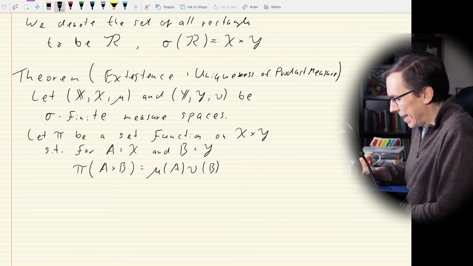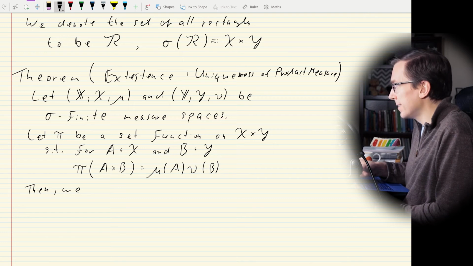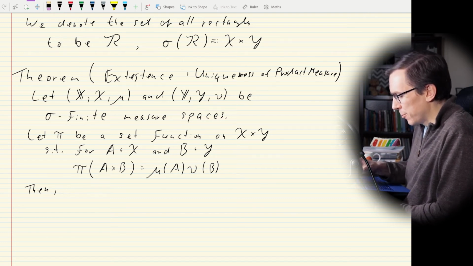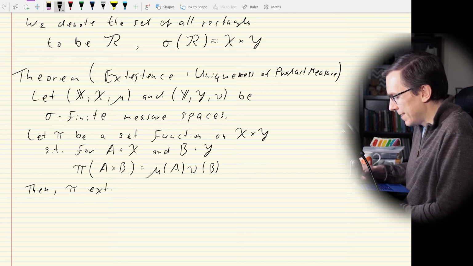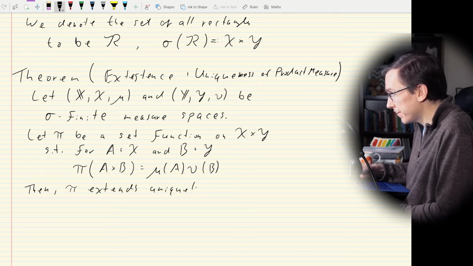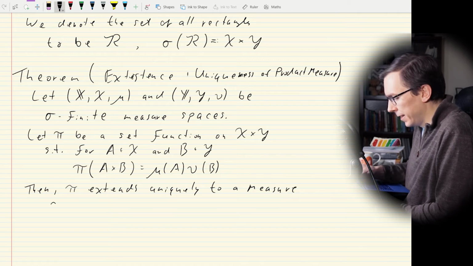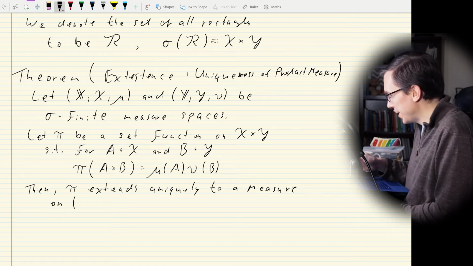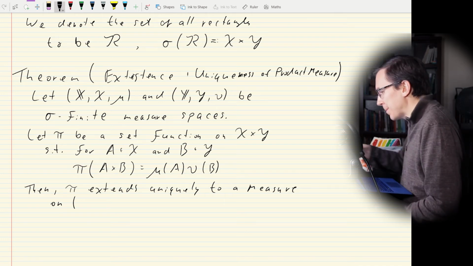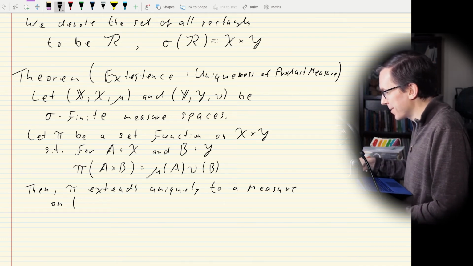So given that we have this set function, pi extends uniquely to a measure on the measurable space. Oh, my laptop's not plugged in. We're going to lose power if I don't do that.